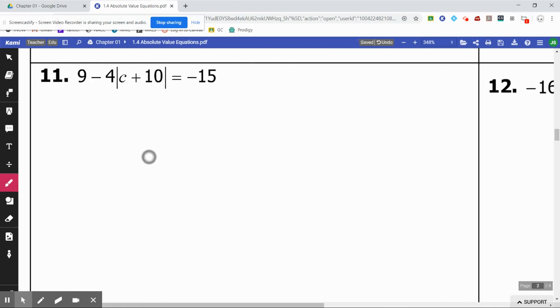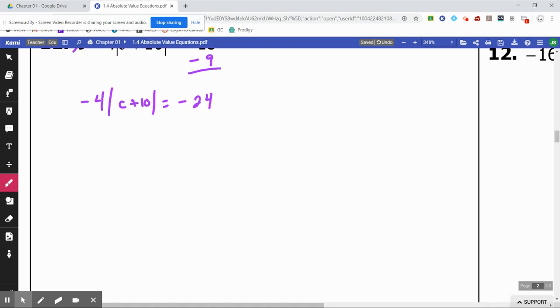Got 2 things to move here. Whatever you do, do not subtract these. This 4 is attached to this by multiplication. The 9 is not. So therefore, first step, make sure to move the 9 by doing -9. So you now have -4 times the absolute value of c plus 10 is equal to -24. Next up, since this is multiplied, we're going to divide by -4. It gives you the absolute value of c plus 10 is equal to 6.